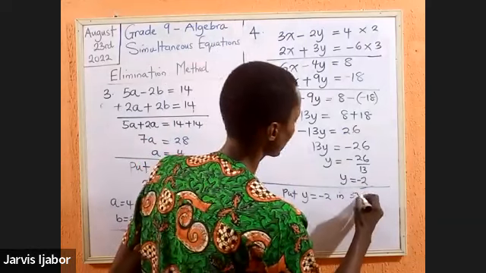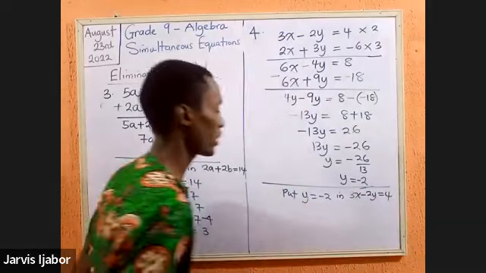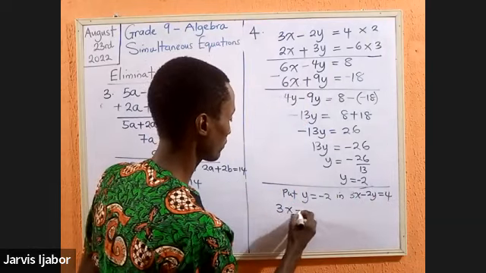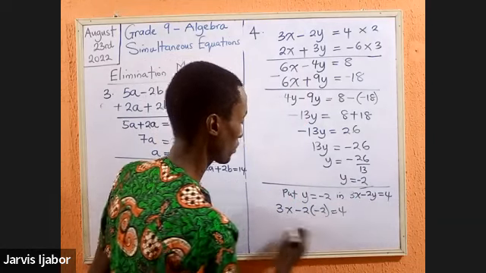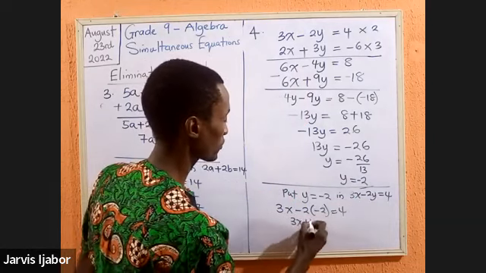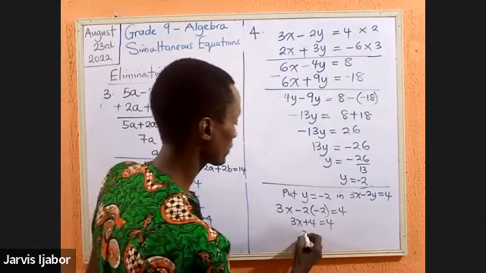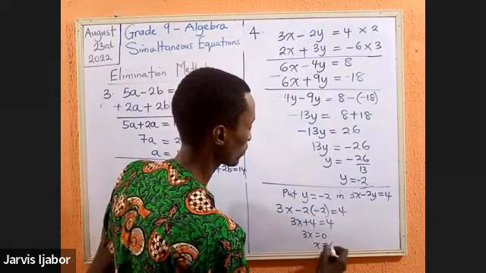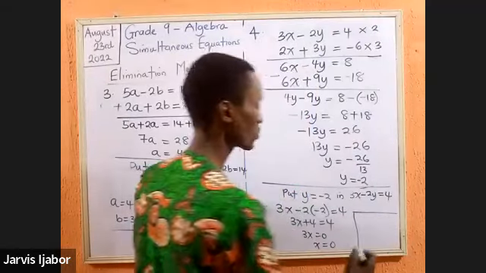In 3x minus 2y equal to 4. So that will be what? 3x minus 2 into negative 2 equal to 4. Meaning that 3x plus 4 will be equal to 4. I got that right. And invariably 3x will be equal to 0, which means that x must be equal to 0.